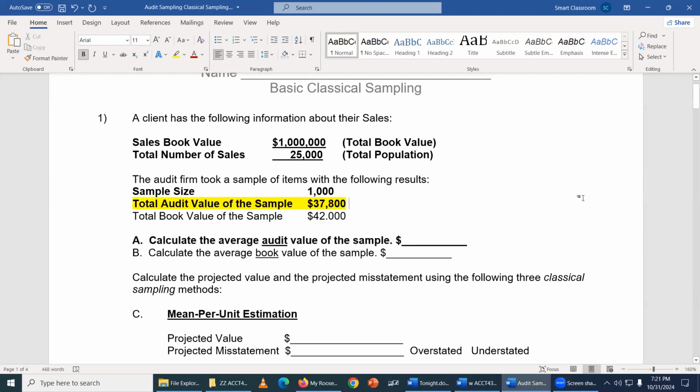How would you figure it out? 37,800 divided by 1,000, the sample size. And so that comes out to $37.80. So this will be our audit value.